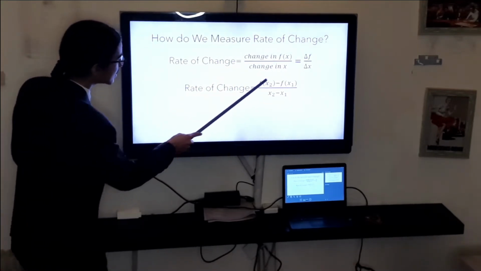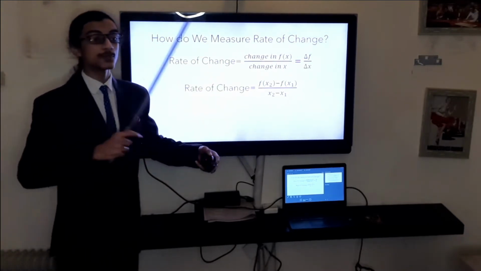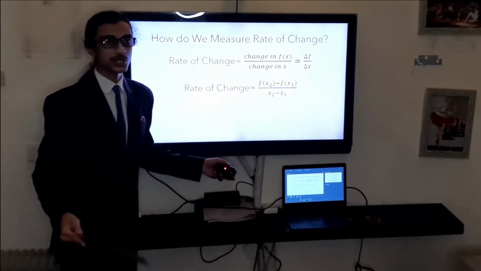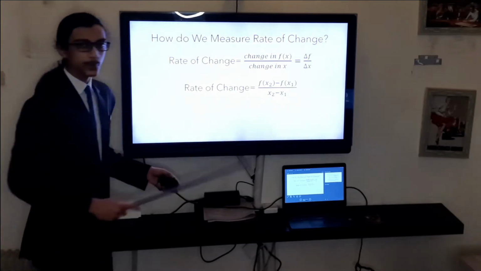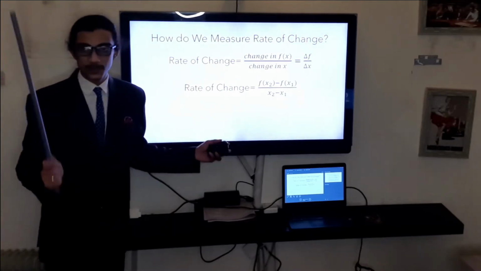So we've got the change in f of x divided by the change in x, right? And this will tell me the rate of change between 2 points of our function, how fast the function is growing or shrinking between these two points. Now, when we apply this formula, it will give us a number. It will just give us a straight number, right? 4, 5, 7, minus 2, something.